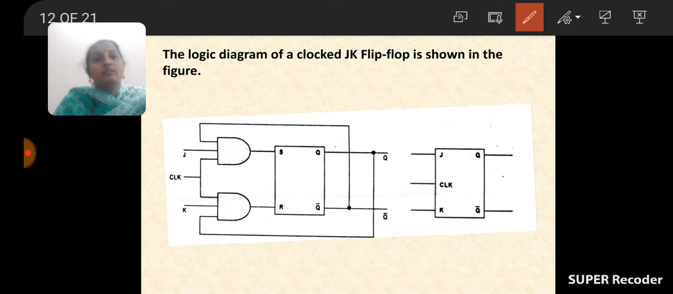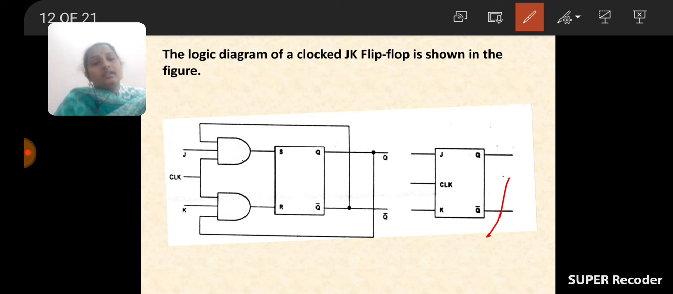How many inputs are there in the JK flip-flop? Two inputs. And how many outputs? Two outputs. In which fashion are the inputs and outputs connected? The Q output is connected back to the input of the first gate, and the Q bar output is connected to the input of the second gate. The clock pulse must be connected to both gates, and the main inputs are connected to gate 1 and gate 2. And how many outputs are there? Two outputs, Q and Q bar.